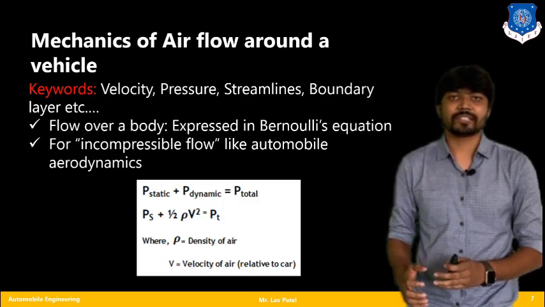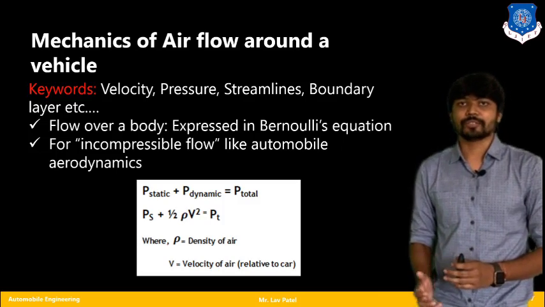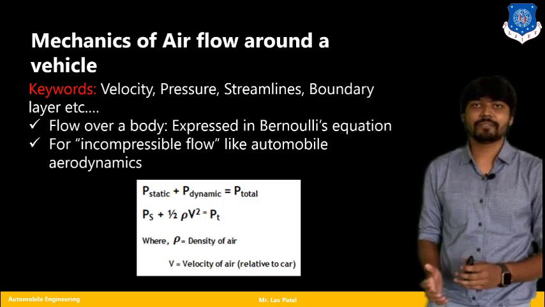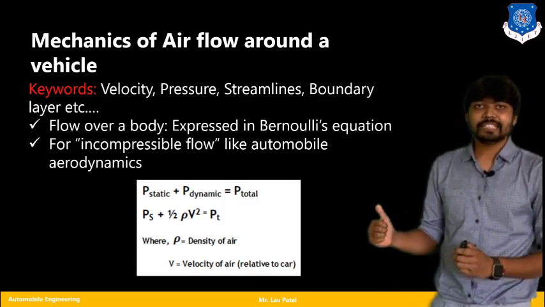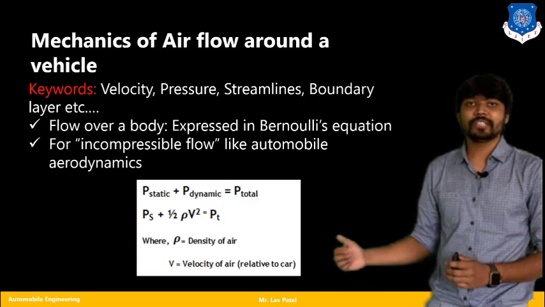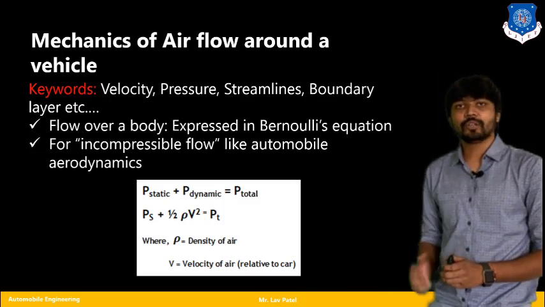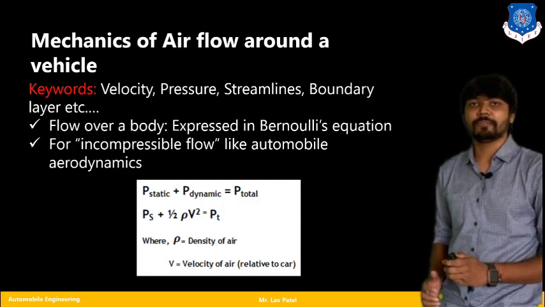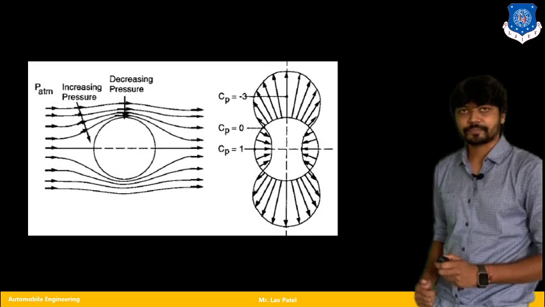pressure and dynamic pressure is the total of my pressure. So we can say that Ps plus half rho v squared is equal to total pressure. In this term, rho is the density of air and v is the velocity of air. The velocity of air is relative to the car, not the speed of my car. So that is the relative speed of my car.